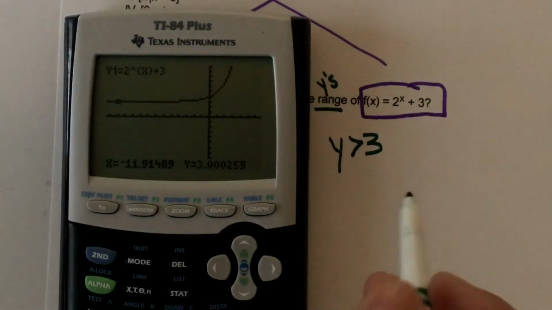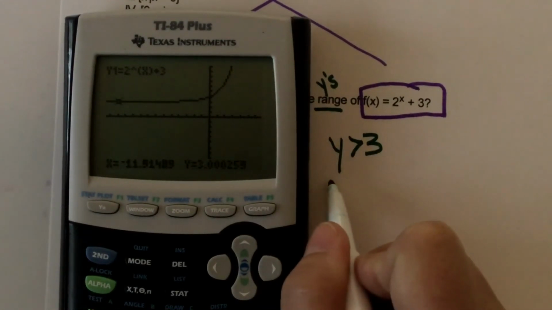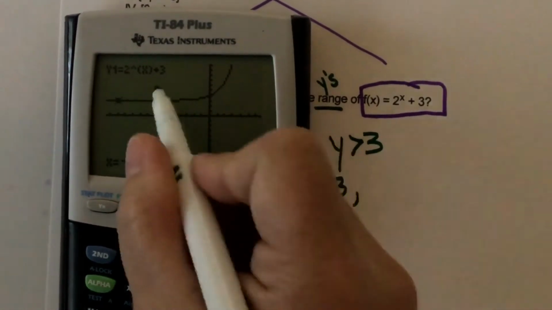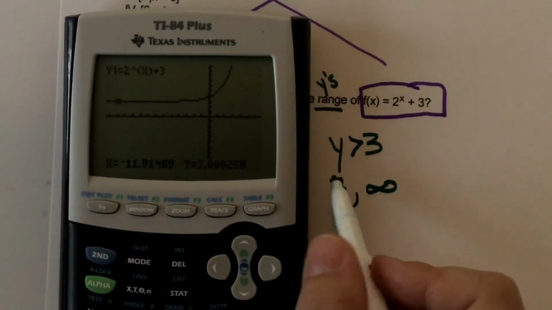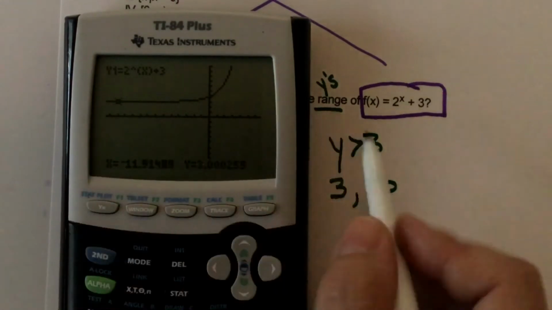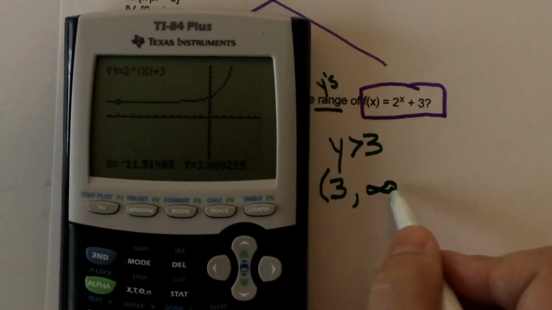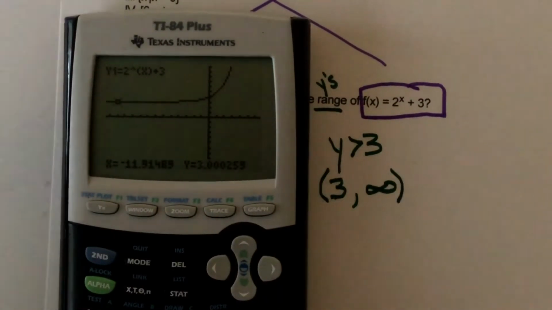Now, if I did interval notation, it's starting at 3 and goes forever up, so it's headed to positive infinity. Because of the asymptote, it can't equal 3, so the 3 is a parenthesis, and infinity is always a parenthesis.